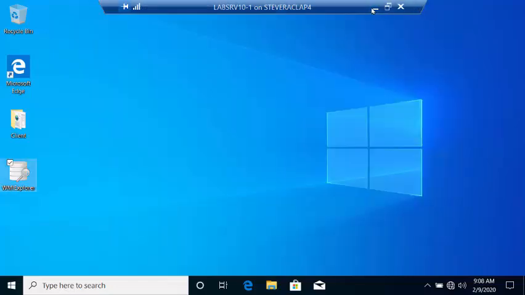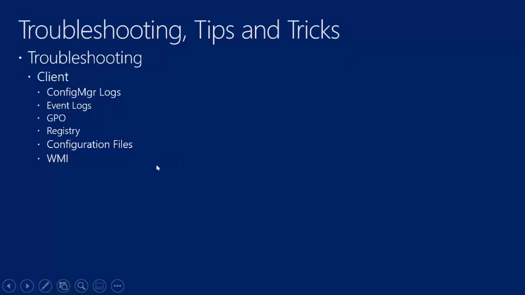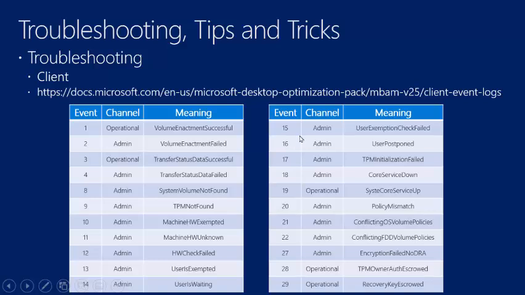All right, so that is kind of a look at the way things, or the components, the pieces, the different things you can look at on the server side, on the client side, that I wanted to talk to you about. Okay, now here are the client event log entries and what they mean. Here's the path to where you can find this information.